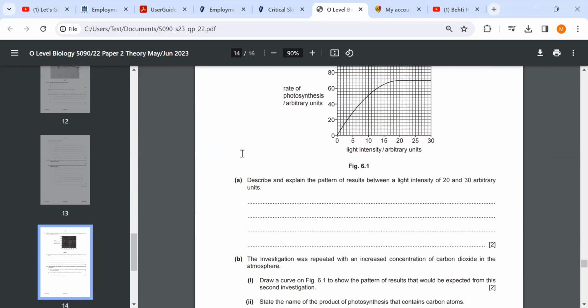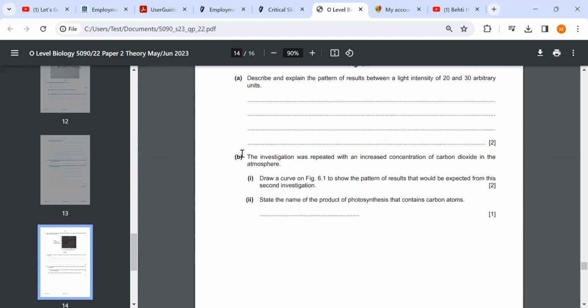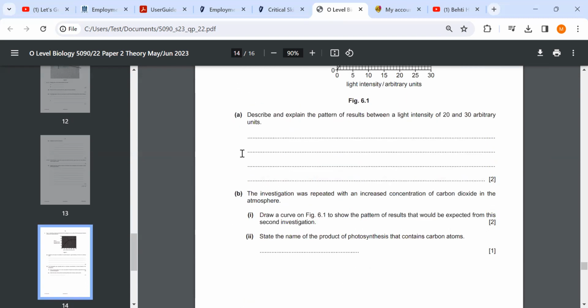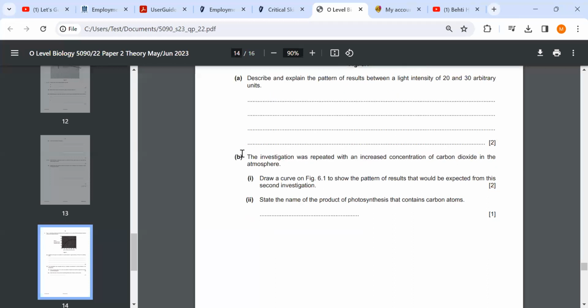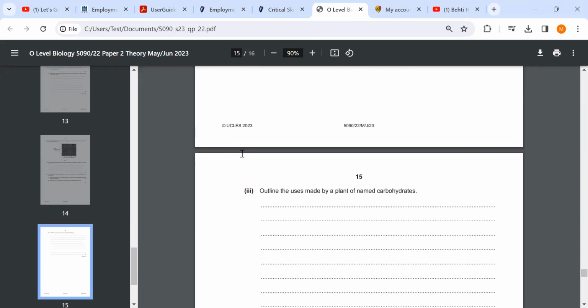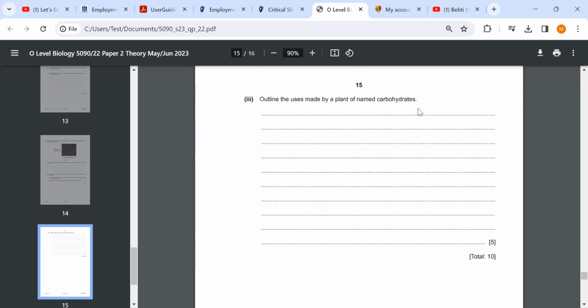The graphs are just an interpretation of the values, and it will take time to measure them, so I'll skip these. Now the name of the product made is glucose, which is made by photosynthesis. Now the future role of carbohydrates: carbohydrates are basically stored in plants in the form of starch. The principal carbohydrate made is glucose.